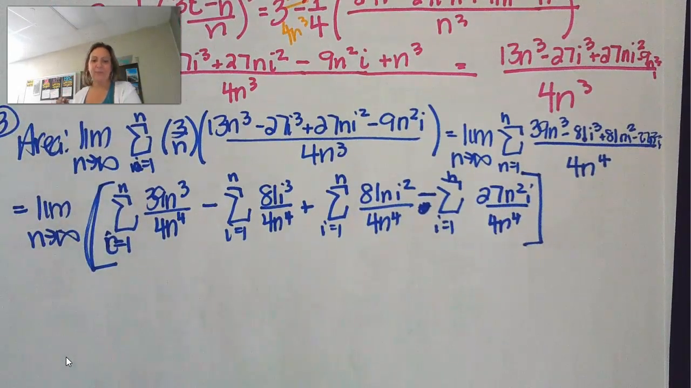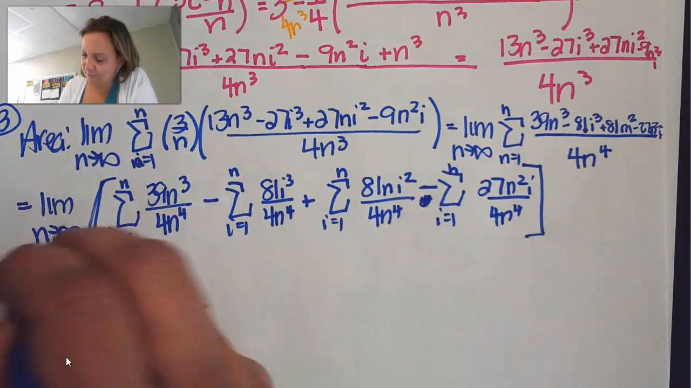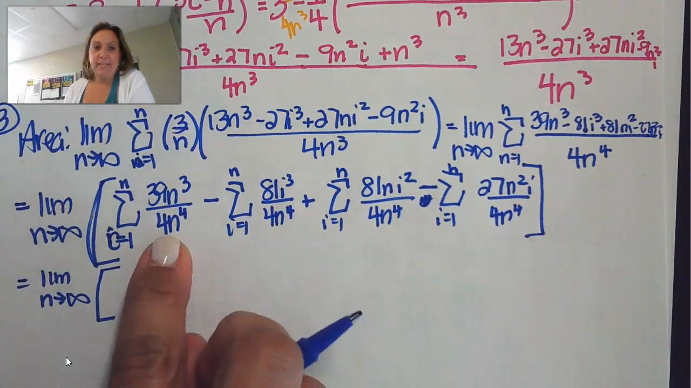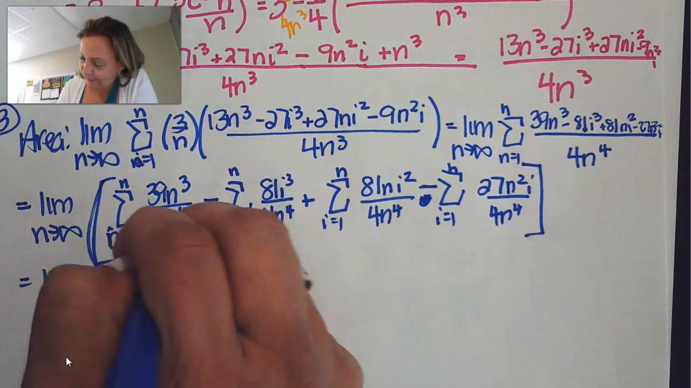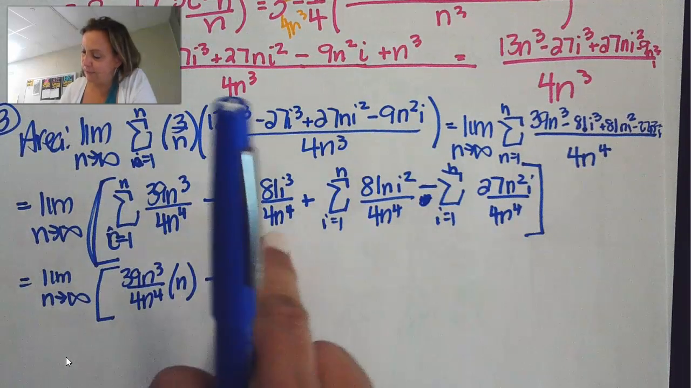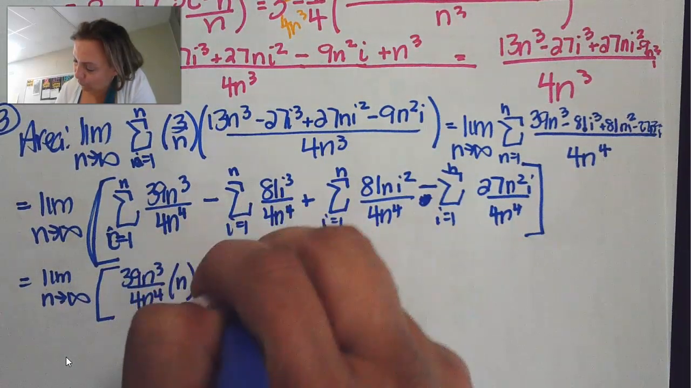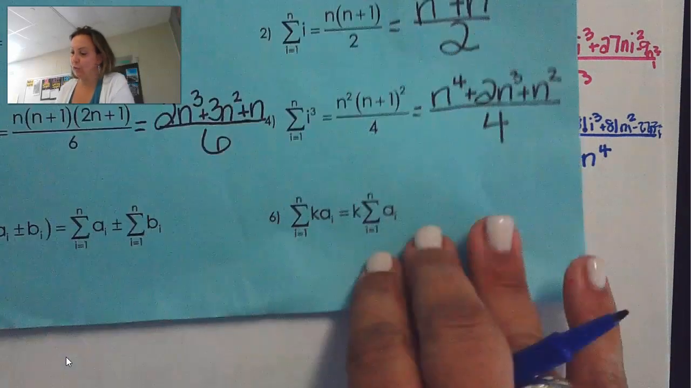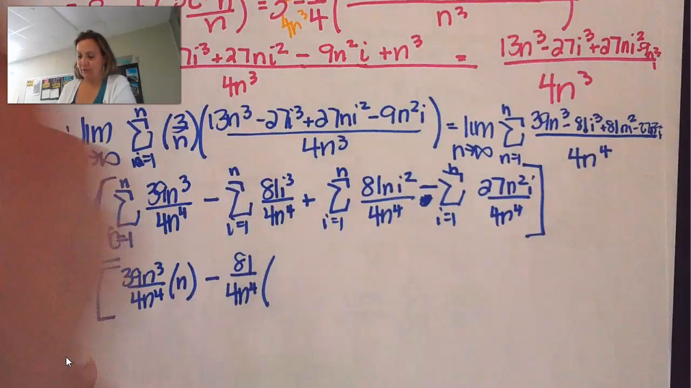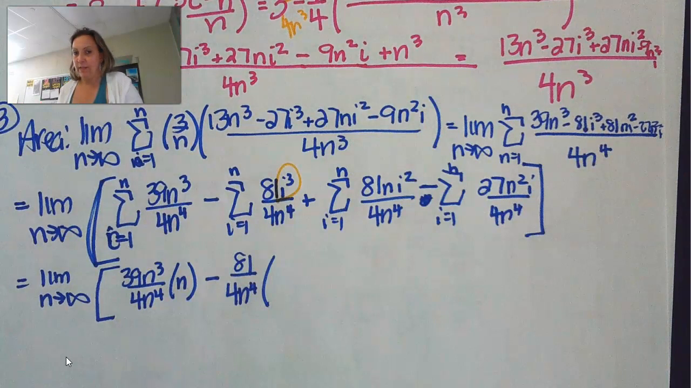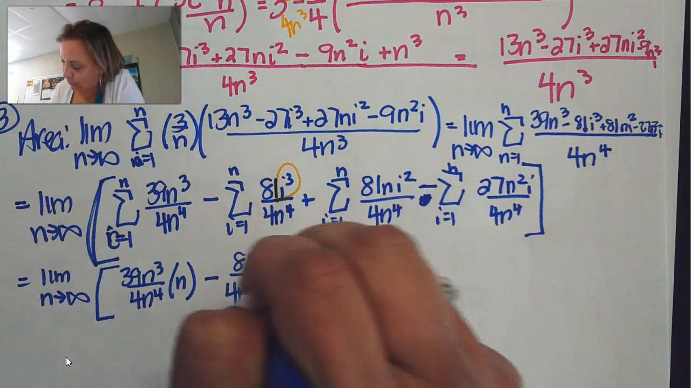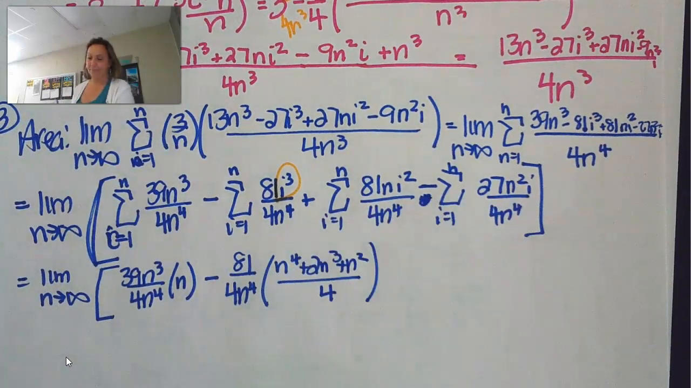So now at this point, this is where we use the summation piece. We still have this limit, but now we're going to get rid of the summation part. Here we're going to have my constant 39n cubed over 4n to the 4th times n, minus 81 over 4n to the 4th. And now we get to use our rule number 4. So when we are taking i cubed from 1 to n, this is where we end up with n to the 4th plus 2n cubed plus n squared all over 4.